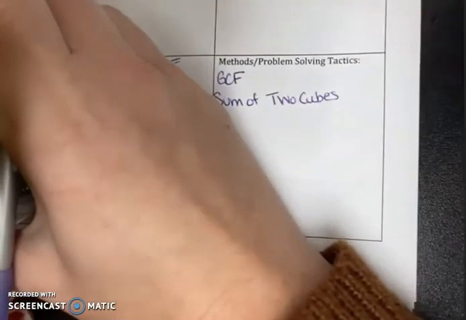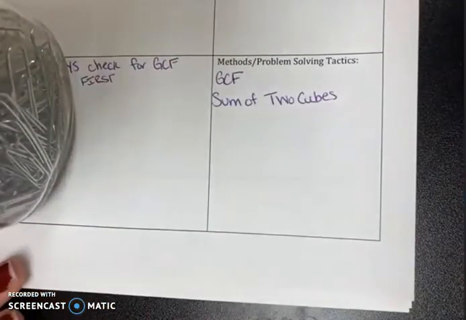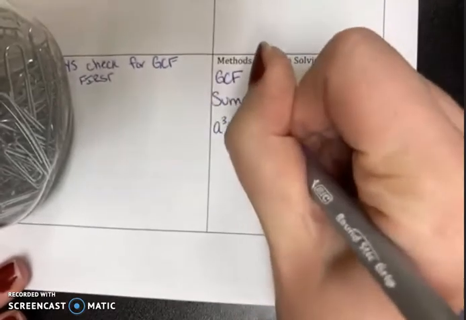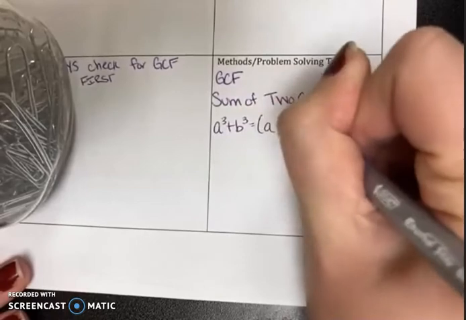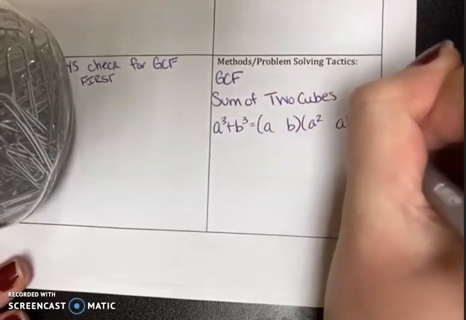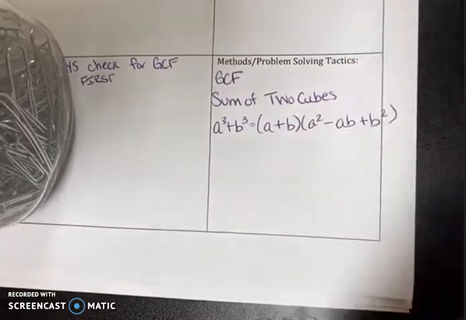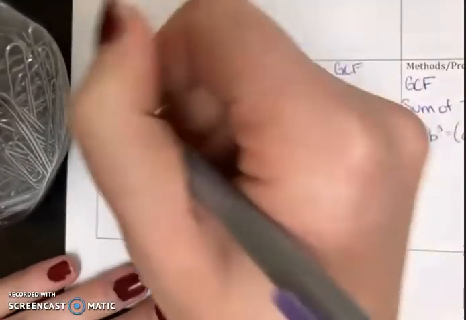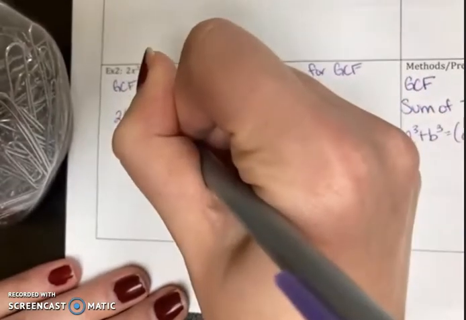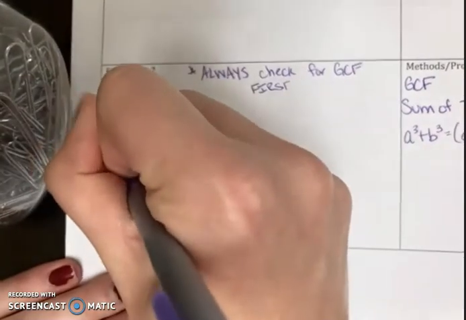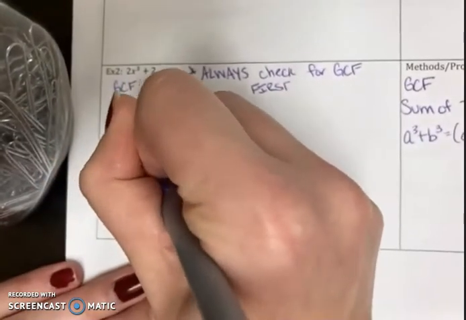Over in the methods and problem solving tactics, I'm going to write the rule once again. Now we have a cubed plus b cubed, and I would have ab in a binomial, a squared, ab, b squared in the trinomial, and because it's plus, it would be plus minus plus for the signs. I'm going to go ahead and plug in my values for a and b then. What cubed gives me x cubed? That'd be x. What cubed would give me 1? Well, the answer to that is 1. When I factor it, I would get x plus 1.